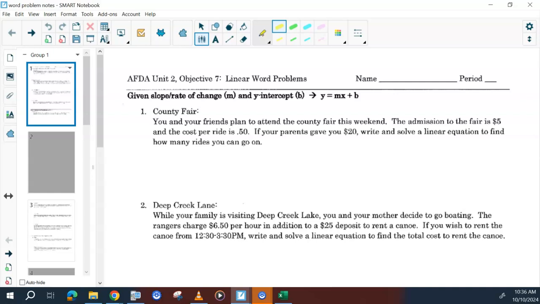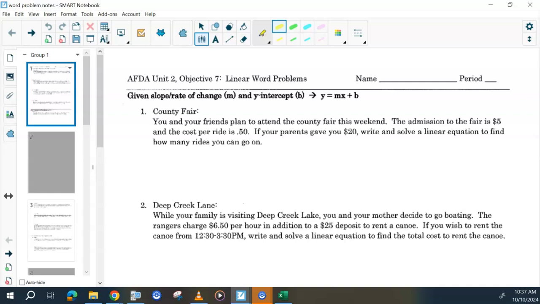For the county fair, you and your friends plan to attend the county fair this weekend. The admission to the fair is $5, and the cost per ride is 50 cents. If your parents give you $20, write and solve a linear equation to find how many rides you can go on. So we're going to find anything that stands out or anything you find important.